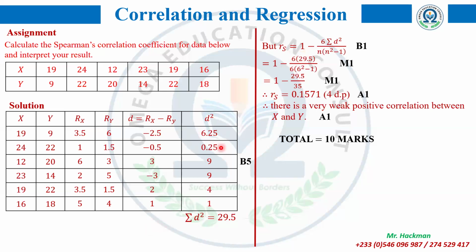However, for me, I move on to the next page. So I quoted the formula R sub x, which is the Spearman's rank correlation coefficient, and that is equal to 1 minus 6 summation of d squared over n into n squared minus 1.